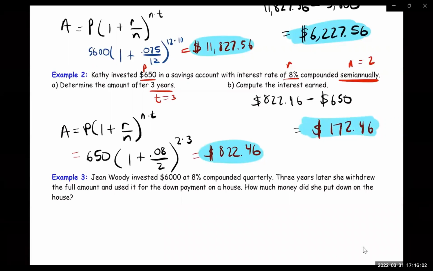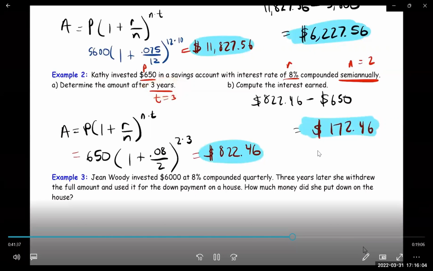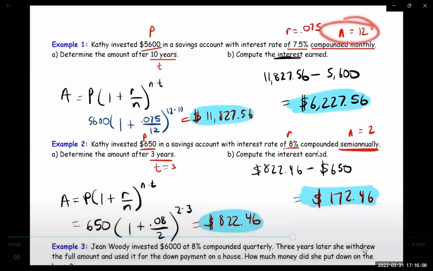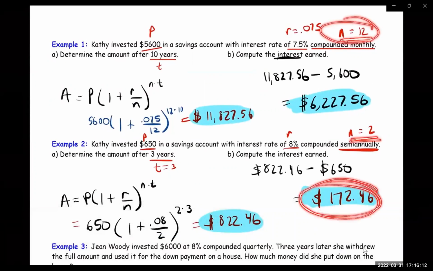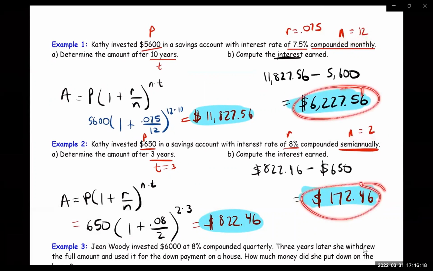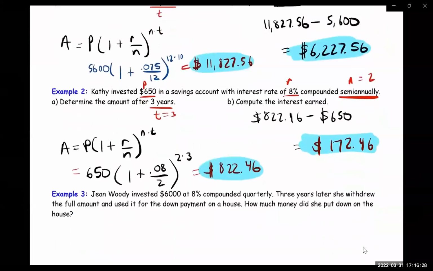And that's because it was only 3 years, and you only compounded semi-annually instead of monthly. So the more times that you compound per year, the higher your interest will be. So this one was higher than this because of two reasons. You compounded more times per year, and also because it was invested for longer. 10 years versus 3 years is longer.